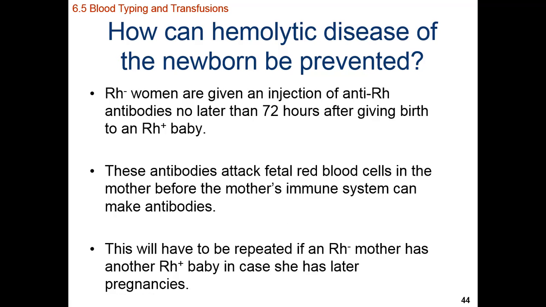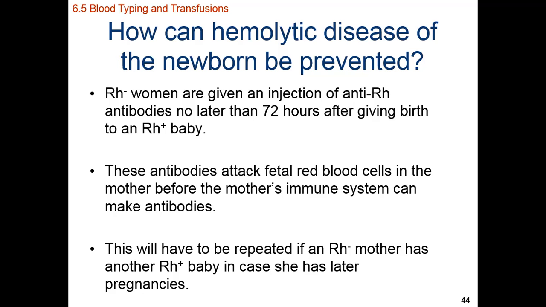So how can we prevent hemolytic disease of the newborn? That Rh negative mom is going to be given an injection of Rh antibodies. The brand name for this is Rogam, and this is going to be done to give the mom artificial passive immunity. In other words, we're going to give mom these antibodies that attack the rhesus factor so that she never starts making them on her own.